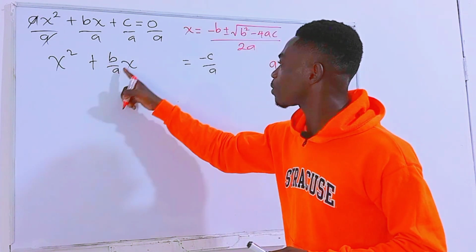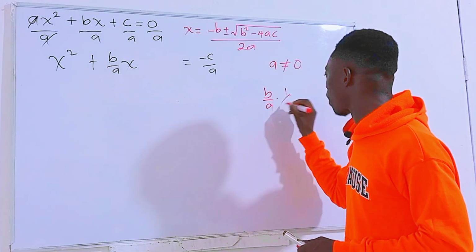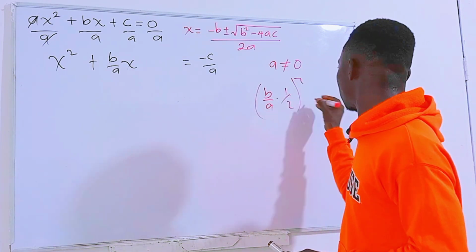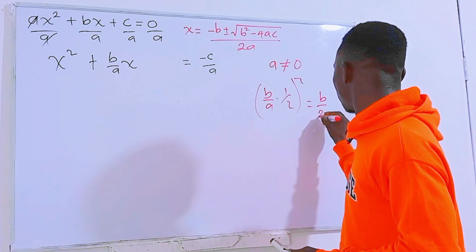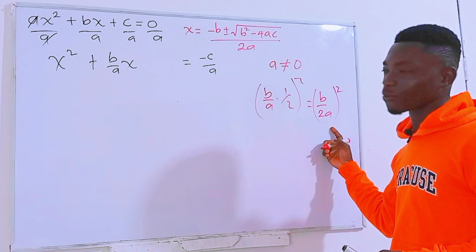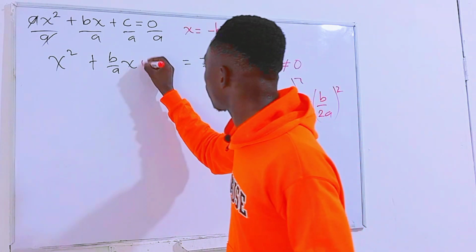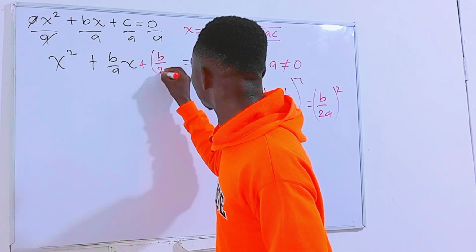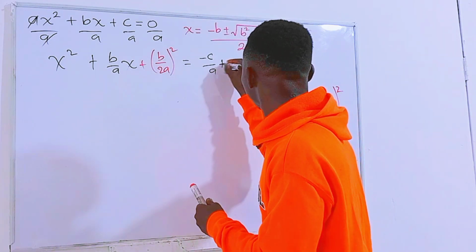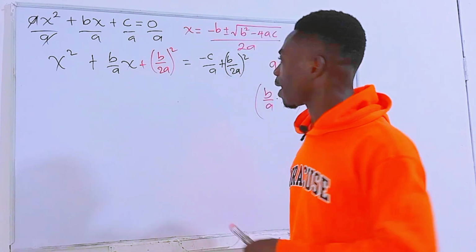We have the leading coefficient of x to be b over a. We have to multiply this one by 1/2 and then square the results. And you see that we can simplify this. This is the same as b over 2a then all squared. So this is what we have. We're going to add this one to each side of the equation. Therefore, we're going to have b over 2a all squared. Then right here, we will still be adding the same thing, b over 2a squared, just like that.